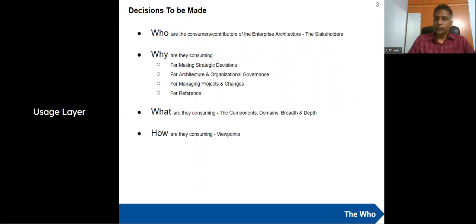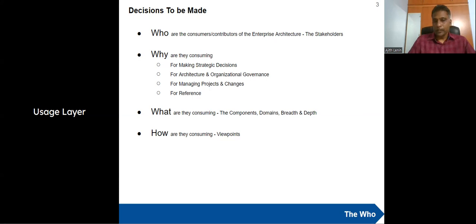And then we have to decide on why they are consuming. Why each of these stakeholders is going to come to enterprise architecture. It could be for making some strategic decisions. When I say strategic decisions, it could be setting up the vision, or setting up the architecture principles, or laying out a roadmap for the architecture or the organization, etc.